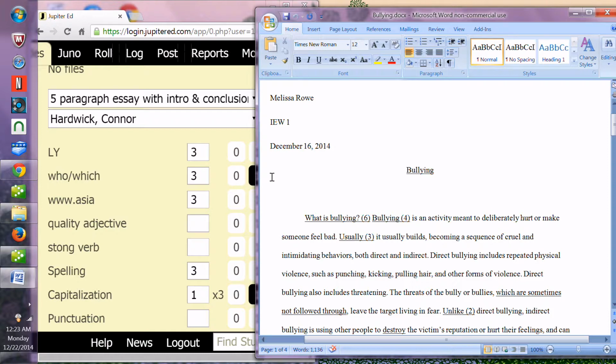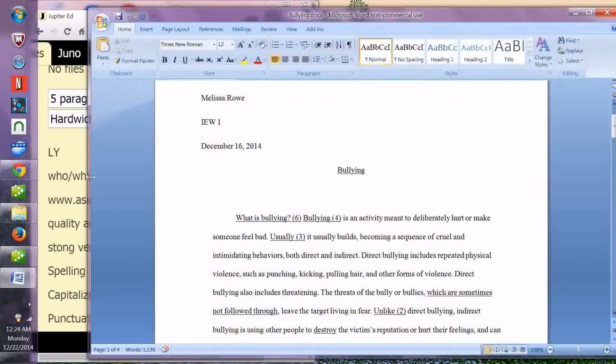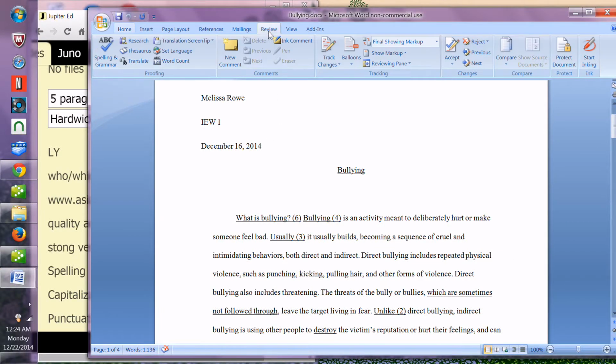So let's go over your paper. I'm going to make this bigger. Let's go over your paper. And let me just track my changes so you can see. The first thing right here, you have "it usually builds." And one "usually" ought to be plenty. Usually it builds. So we'll go ahead and delete that.